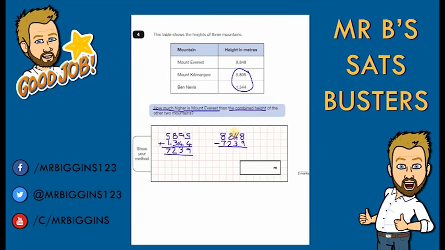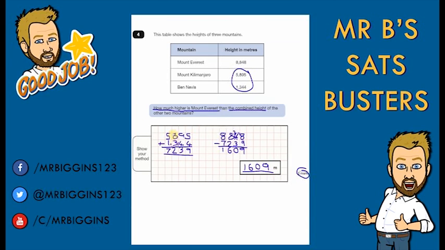Okay, so 8 take away 9, we can't do it, so we need to turn the 8 into a 3, borrow 1 and put it there. So we have 18 take away 9, which will get us 9. Then we have 3 take away 3, which is 0, 8 take away 2, which is 6, and 8 take away 7, which is 1. So our answer is 1,609 meters.